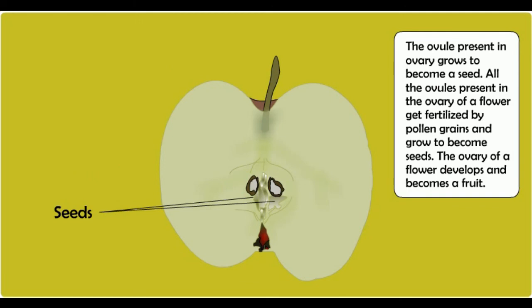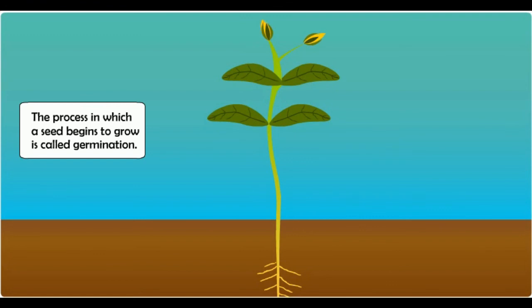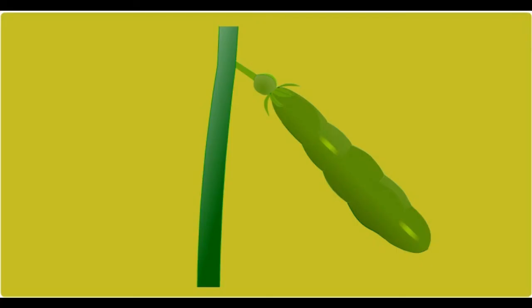Formation of fruits and seeds. The ovule present in the ovary grows to become a seed. All the ovules present in the ovary of a flower get fertilized by pollen grains and grow to become seeds. The ovary of a flower develops and becomes a fruit. Germination. The process in which a seed begins to grow is called germination.